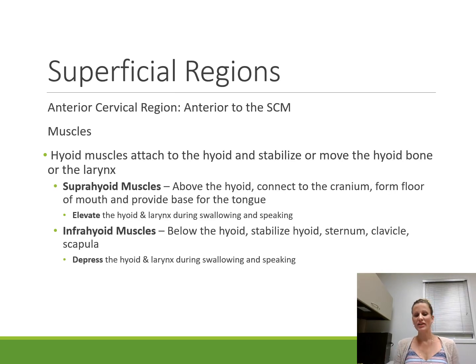Okay, so we finally are done with the lateral region, and we can move on to the anterior cervical region. Remember that the anterior cervical region is the region that is in front of the sternocleidomastoid, right? So underneath the chin area. When we look at the anterior cervical region, we have numerous hyoid muscles that are present. The hyoid muscles attach to the hyoid and stabilize it, or they provide movement of the hyoid and larynx and provide a floor for the mouth.